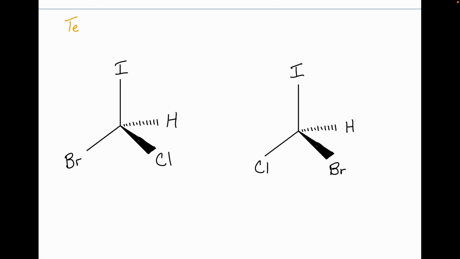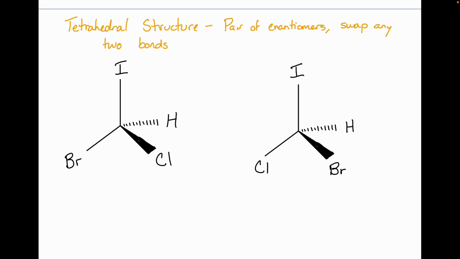So in our tetrahedral structure, to get a pair of enantiomers, you're going to swap any 2 bonds. Any 2 that you would have swapped, you would have gotten your pair of enantiomers. Okay, in my case, I swapped my chlorine and my bromine. You could have picked any 2.